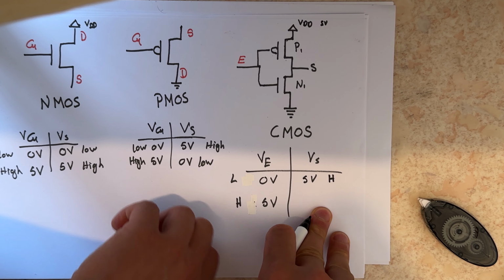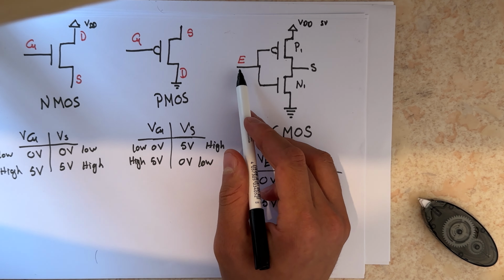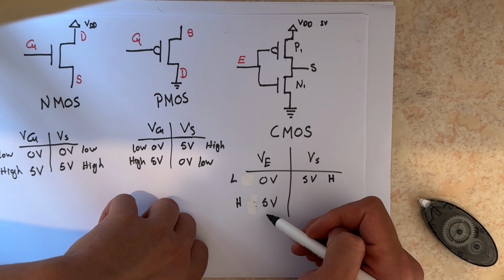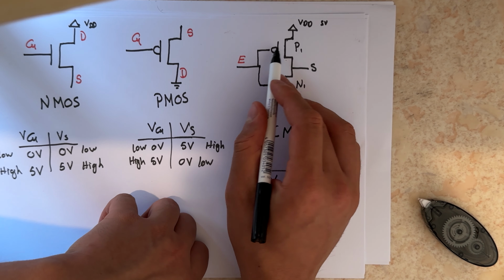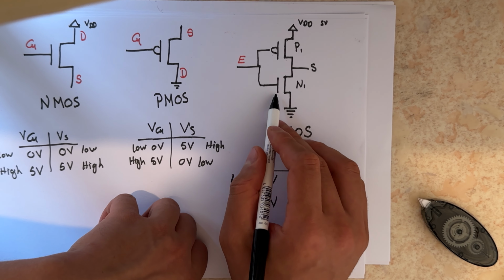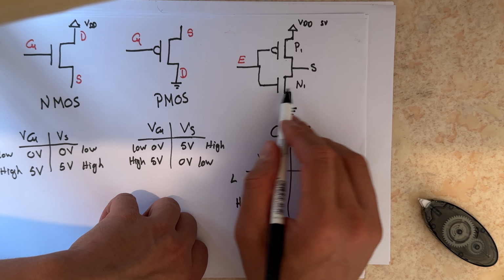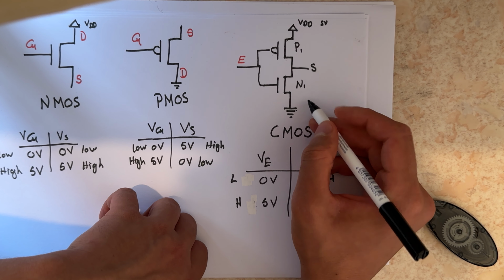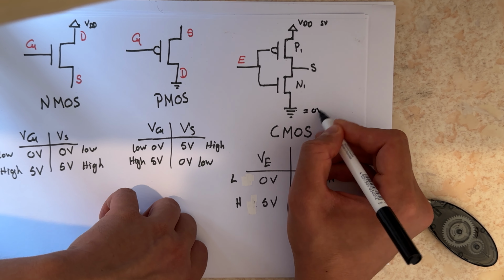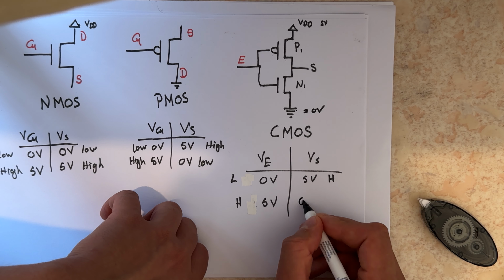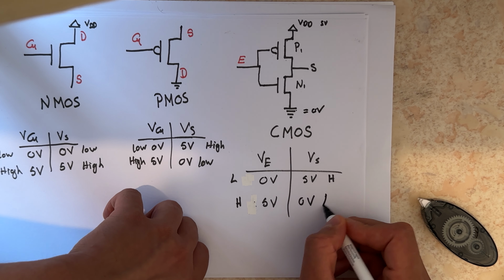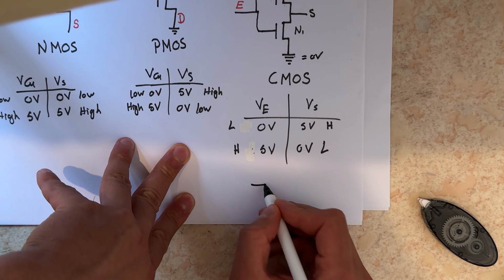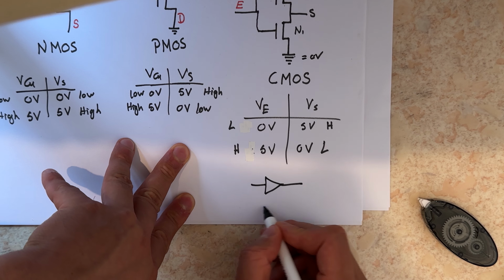Okay? And if you apply 5 volts in here, this one wouldn't get activated, but this one will, as it's nMOS. So you would connect the outcome with the mass or ground, which equals 0 volts, or low. So as you can see, that's actually a NOT gate.